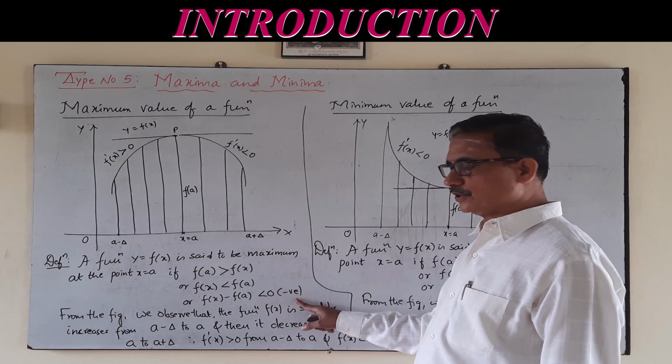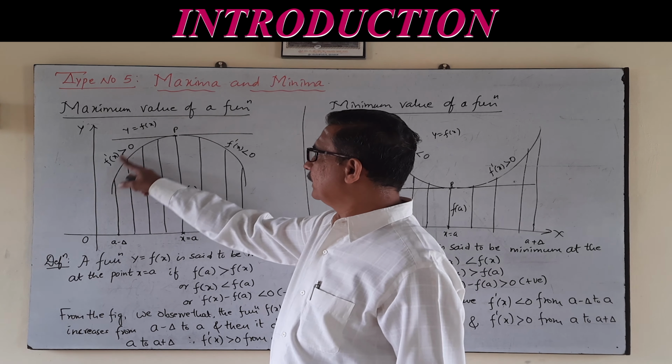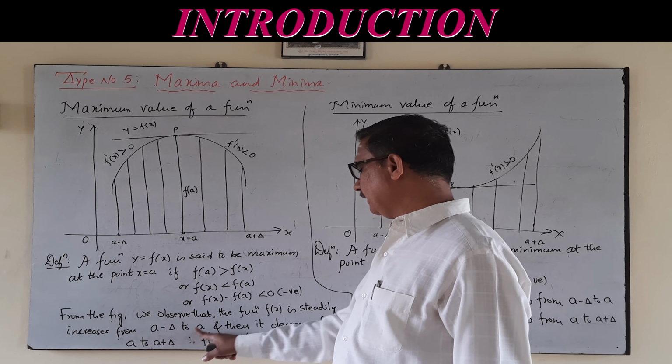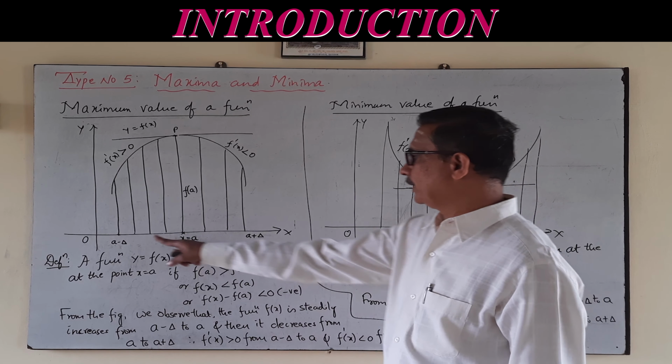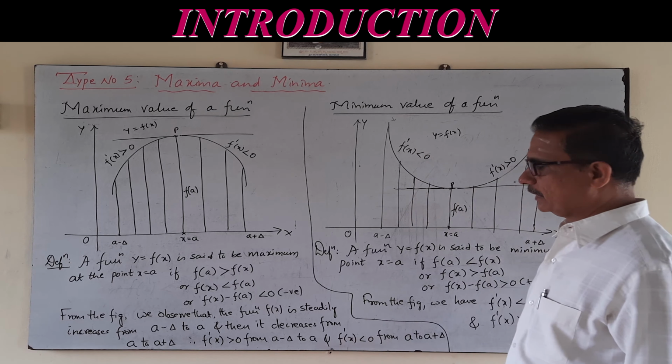Less than 0 means a negative value. So from the figure we observe that the function f of x steadily increases from a minus delta to a, and then it decreases from a to a plus delta. That is, f dash x is more than 0 from a minus delta to a, and f dash x is less than 0 from a to a plus delta.